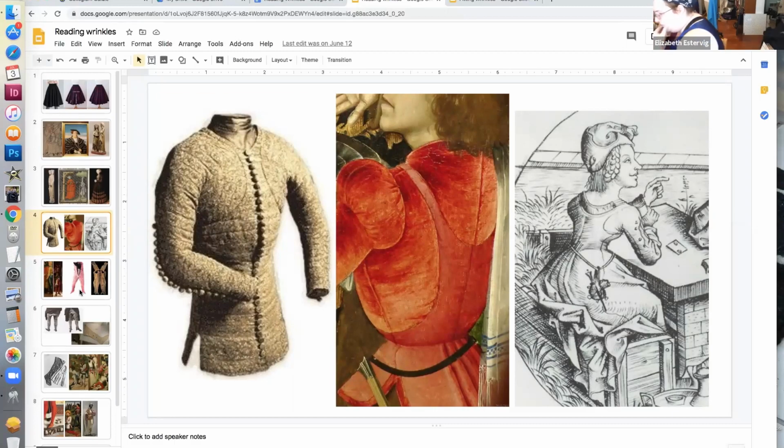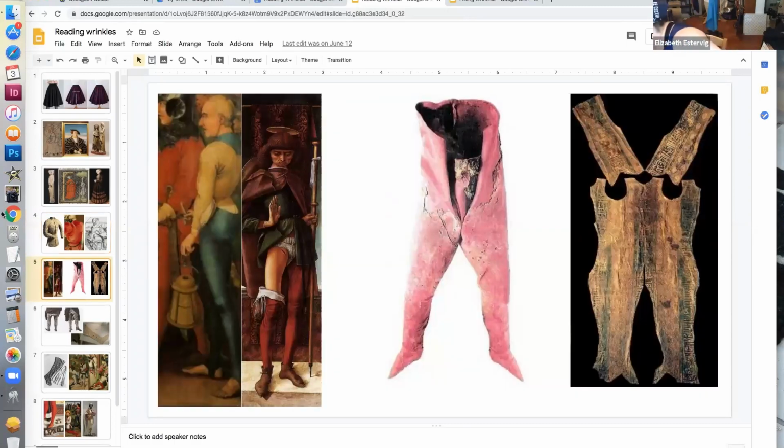All right, let's look at some hose, right? So remember when I was talking about how you get the underbutt wrinkles here from when they don't have the back tied up?